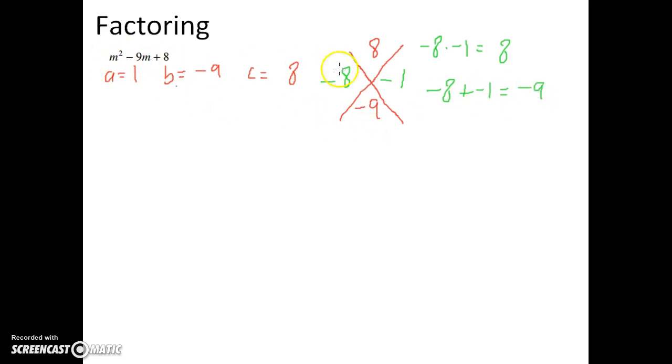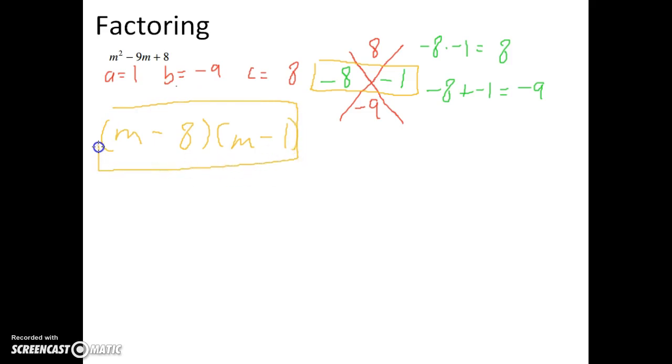So after we get this x done like that, we're going to use just these side numbers. This is all we want now. And we're going to write them out as factors. So we're going to have our variable m -8, because that's our first number. And then m, second number is -1. And just like that, we factored it. We're done. We do not have to do anything else with that.